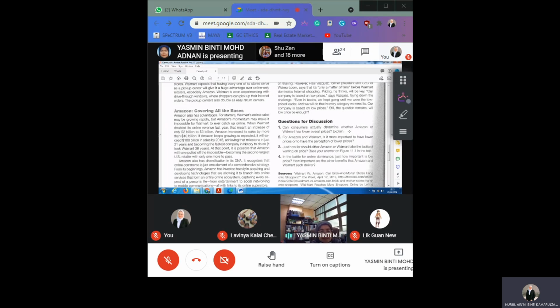Okay, the third one: just how far should either Amazon or Walmart take the tactic of worrying on price? Base your answer on figure one in the text. In the battle for online dominance, just how important is low price? And how important are the other benefits that Amazon and Walmart each deliver?